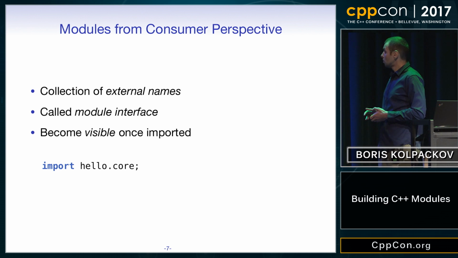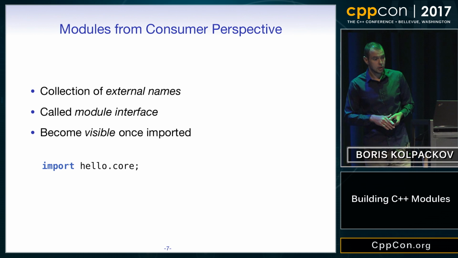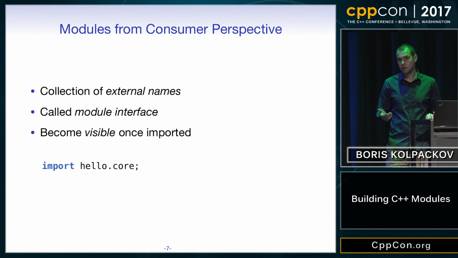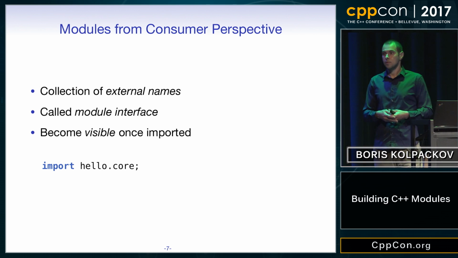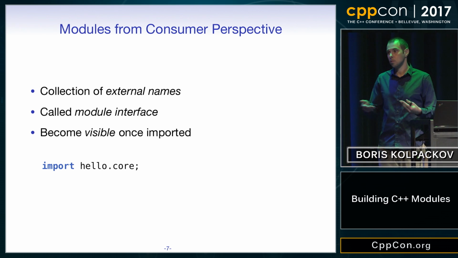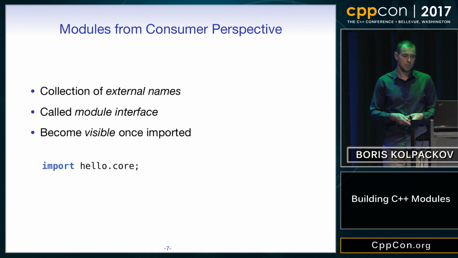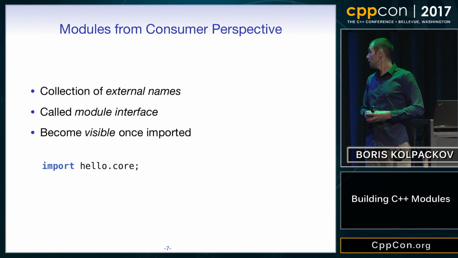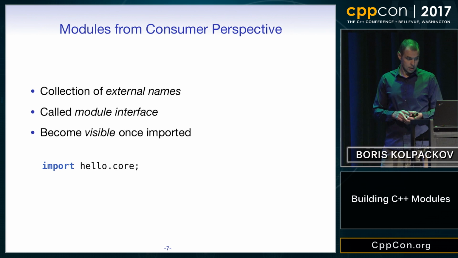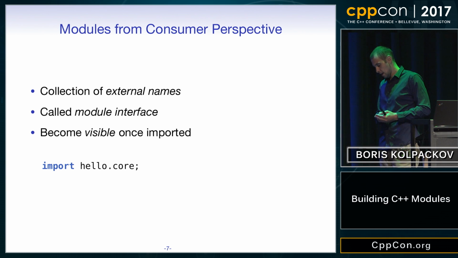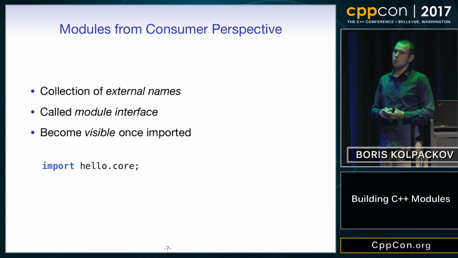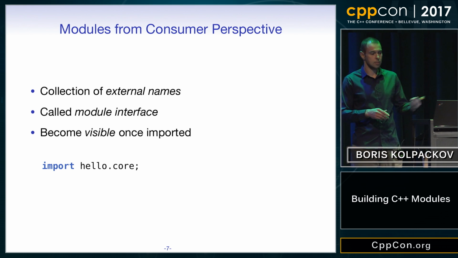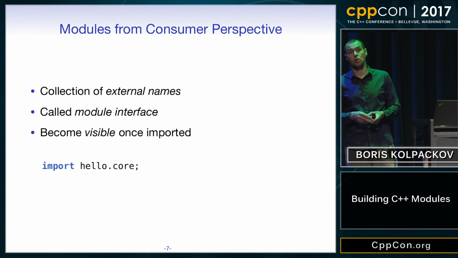From the module consumer's perspective, a module is a collection of external names called the module interface that become visible once the module is imported by a consumer. So to import a module, we use the import declaration: the import keyword followed by the module name. A module name is a sequence of dot-separated identifiers. The standard does not currently prescribe any hierarchical semantics, though it is customary to refer to, for example, hello.core as being a submodule of hello.